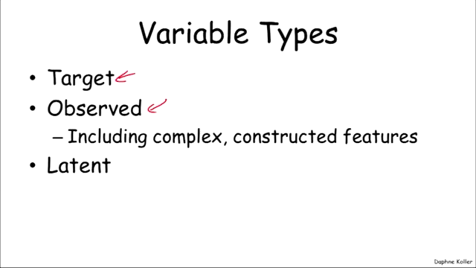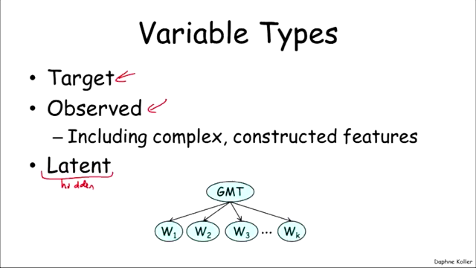And then the third category might be a little bit surprising. We might have variables that are latent or hidden. These are variables that we don't observe, nor do we necessarily care about predicting. They're just there. Why would we add to our model variables that you neither observe nor care to ever look at? So let's look at an example.